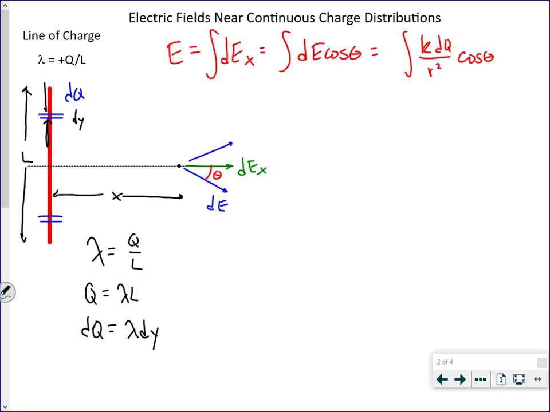But so now we get that E is the integral of k lambda, so far constant, over r squared, well, r changes, and cos theta, well, theta changes, and then we got dy. Did I capture everything? Lambda dy cos theta. Yeah, so we got two variables and d something else. Well, that's not good. That's unsolvable as it is.